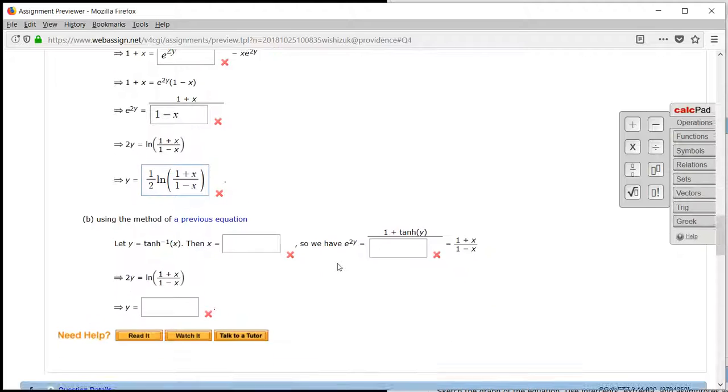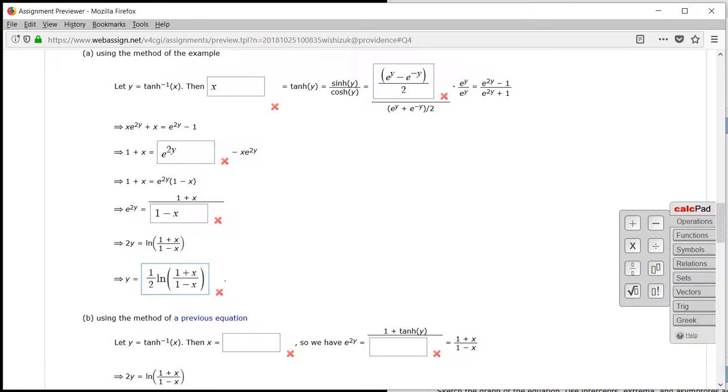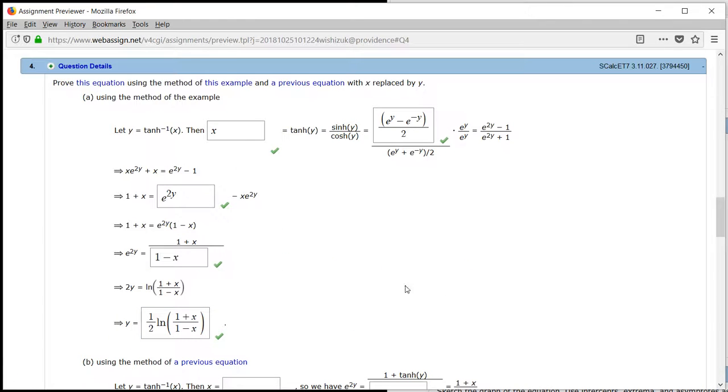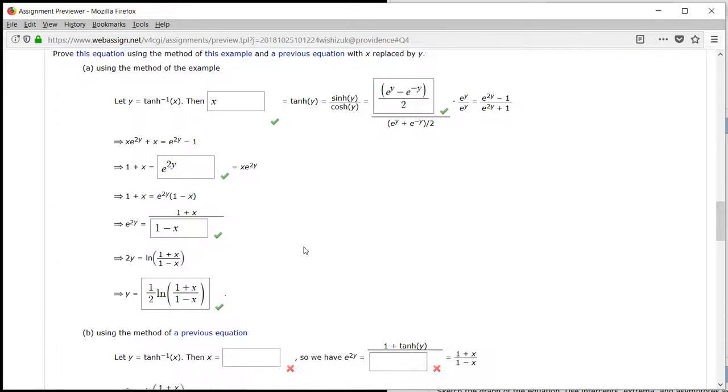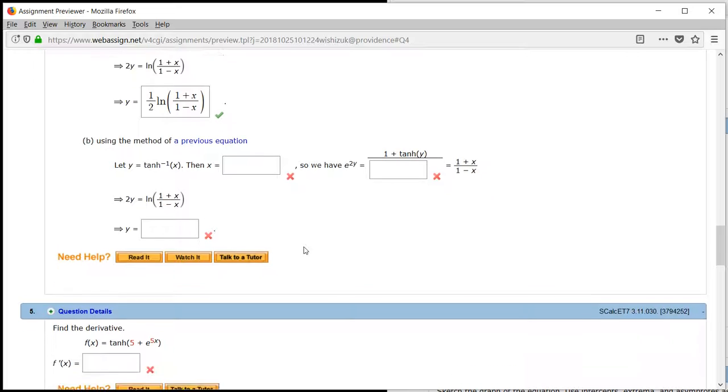So part B, let's actually check the answer first. All right, I came back. Looks like we got all of these in part A correctly. So let's look at part B.